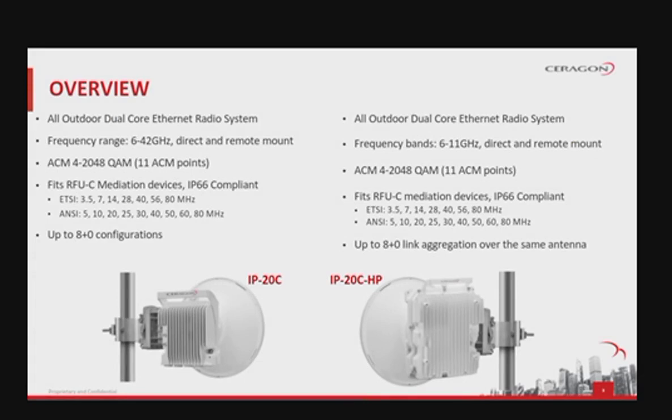Both are full outdoor Ethernet radio systems with dual carrier capabilities. The classic ip-20c has a frequency range from 6 to 42 GHz, while the high power version can work between 6 to 11 GHz. Adaptive coding and modulation is available for both and can go from QPSK to 2048 QAM. Both support direct and remote mount installation options and channel bandwidths ranging from 3.5 to 80 MHz. Both can be placed in 8+0 configurations with 8 carriers aggregated to the same antenna and proprietary mediation devices.